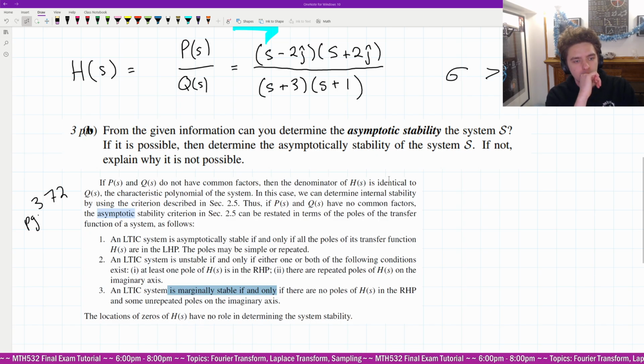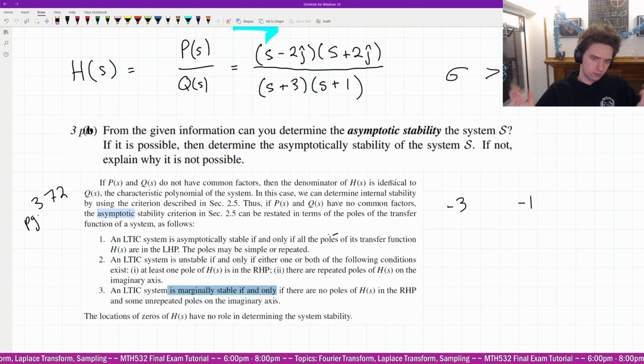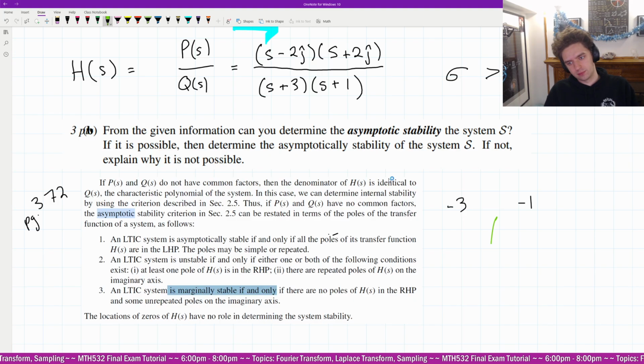So what are the poles? The poles are -3 and -1, right? So what are the conditions? An LTI system is asymptotically stable if and only if the poles of its transfer function, H of S, are in the left-hand plane. Great. That is what we have, therefore asymptotically stable.